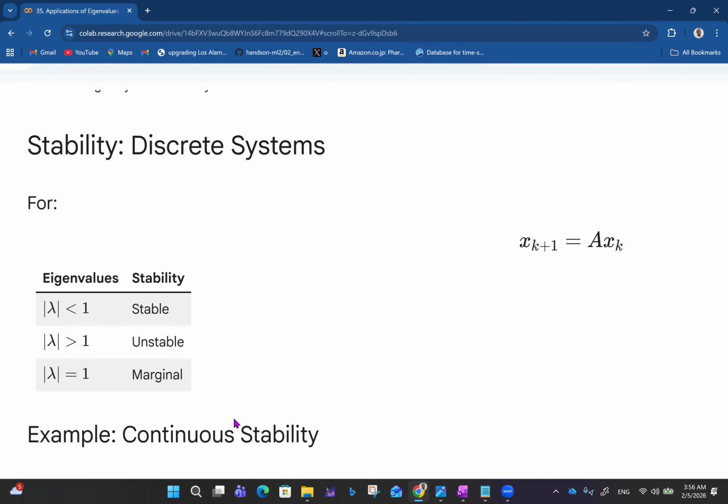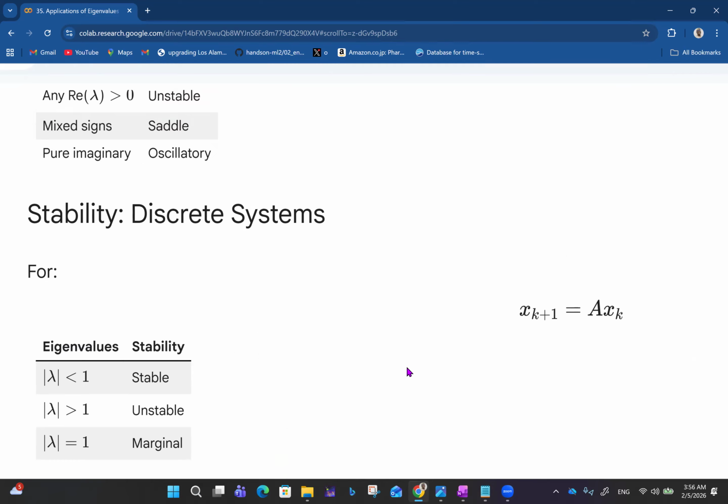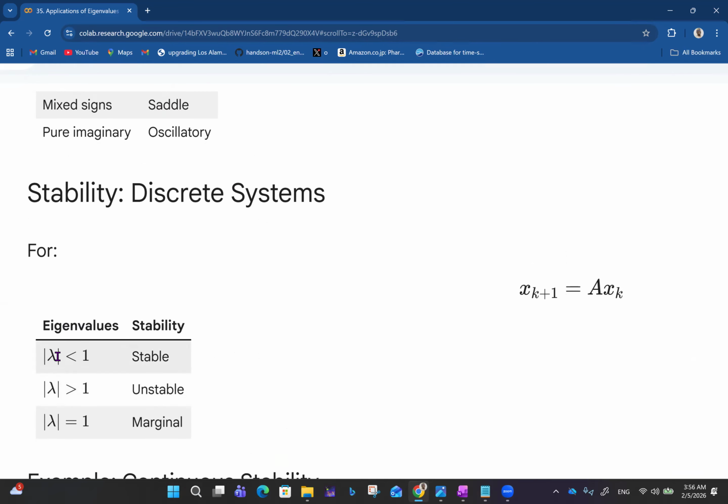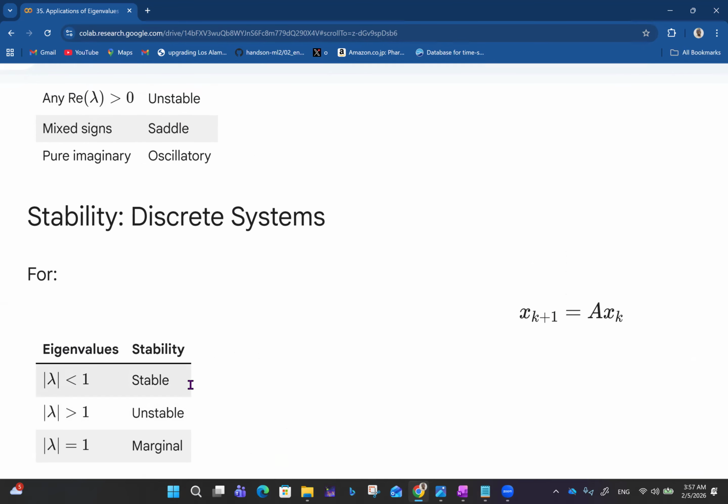Then we talk about discrete systems. For x sub k plus 1 equals A x sub k, if you have eigenvalues like this, these are the stability conditions. The absolute value of lambda less than 1 means stability.